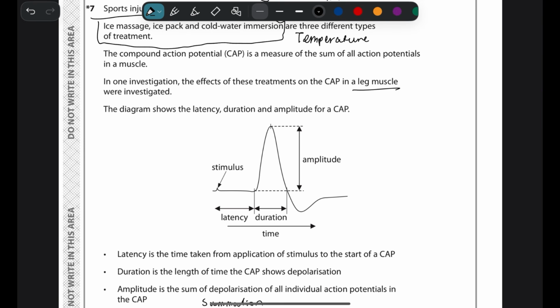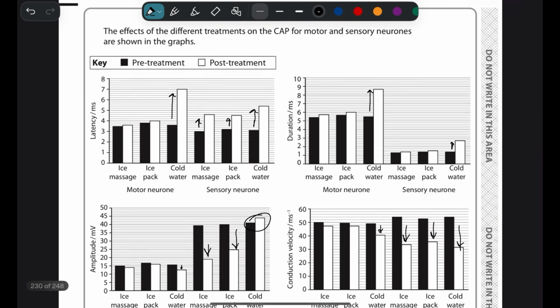They've said a leg muscle. You'd assume it's from a human, but they seem to have only used one leg. So if they only use a leg from one person, then that could obviously affect the values. We don't know if they've done repeats. That's something that could be at play here.